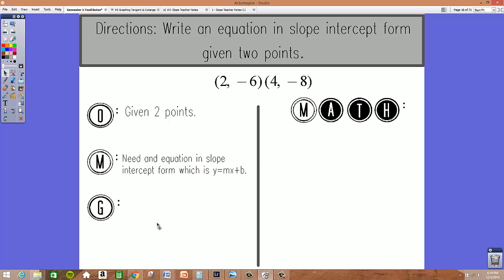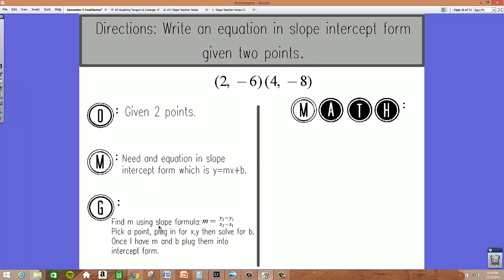Our game plan is first to find our slope using the formula y2 minus y1 over x2 minus x1. Once we have our slope, we're going to pick a point, one that we were given, plug it in for x and y, and solve for b. Once we have m and b, we can plug them into slope-intercept form and write out our equation. So our first step is to find our slope.